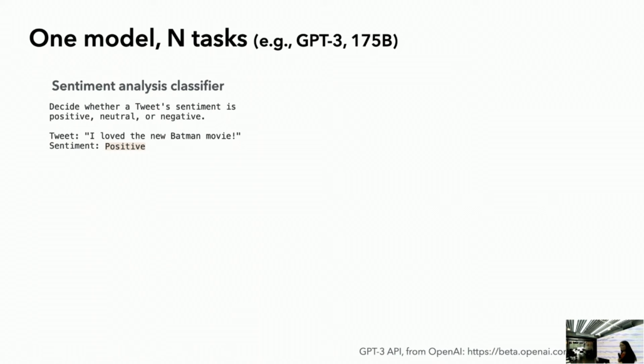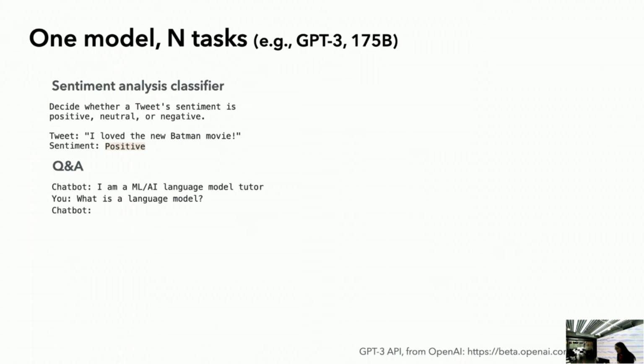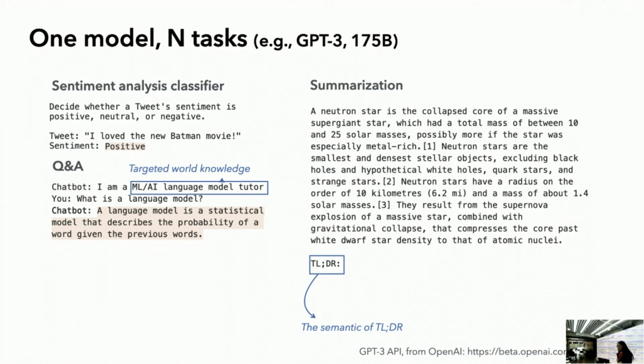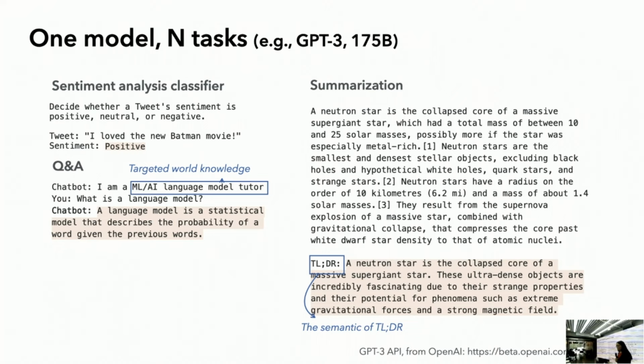Or if you think about question answering, it says, I am an ML or AI language model tutor. And the user says, what is a language model? And then the chatbot may tell you, a language model is a statistical model that describes the probability of a word given previous words. So this is targeted world knowledge, or sometimes we call it priming or prompting. If you think about summarization, this seems very challenging. Previously, we built a giant system to do summarization. Now you can simply ask TLDR, and then it will give you a very concise summary of the content there.